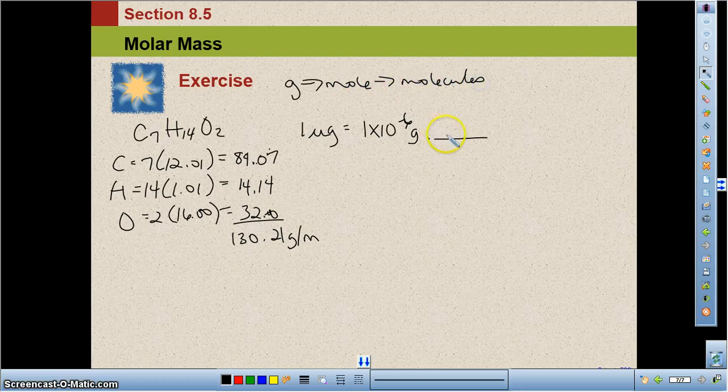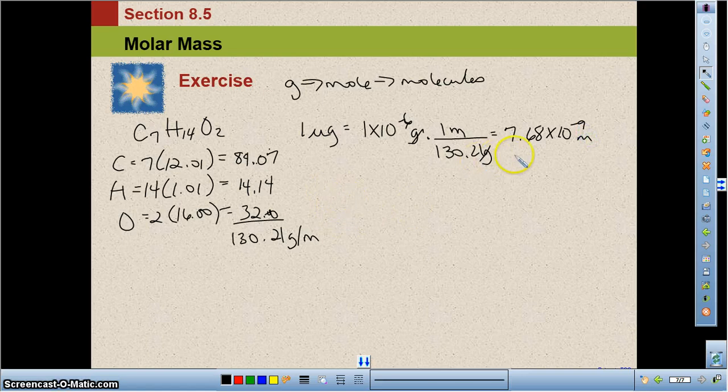All right, so we're going to use the molar mass. So it's going to be 1 mole is 130.21 grams. That's going to give us an answer in moles. This will be 7.68 times 10 to the negative 9th moles.